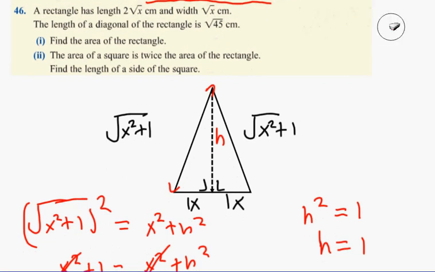One is a rectangle has a length 2 root x and a width root x. The length of the diagonal of the rectangle is root 45. Okay? Find the area of the rectangle.